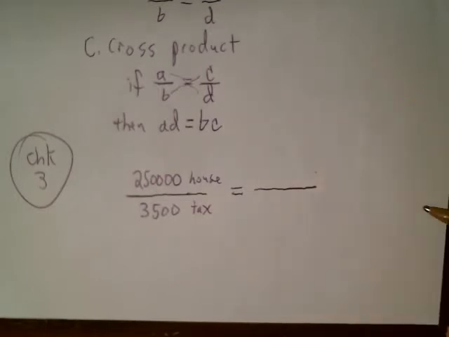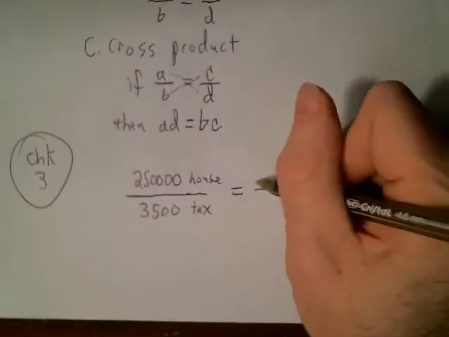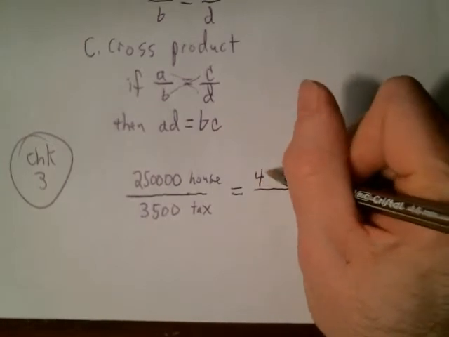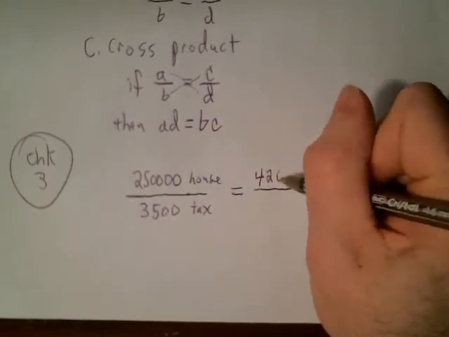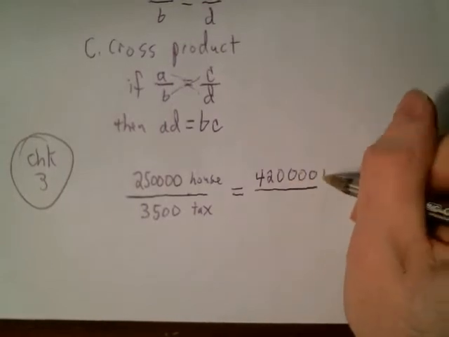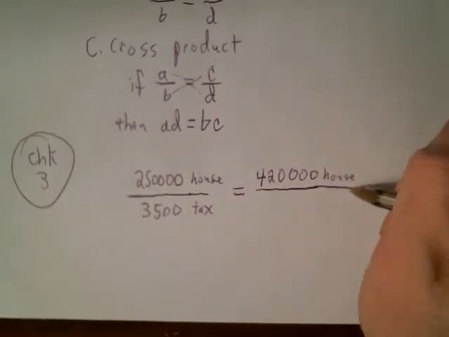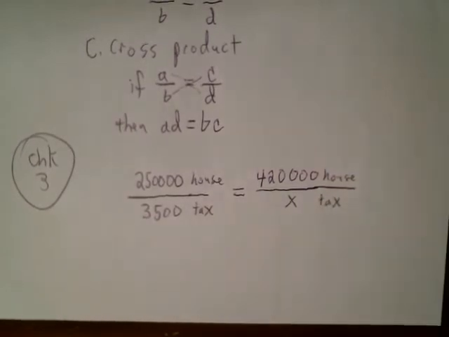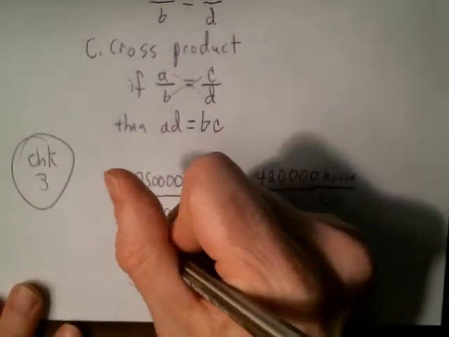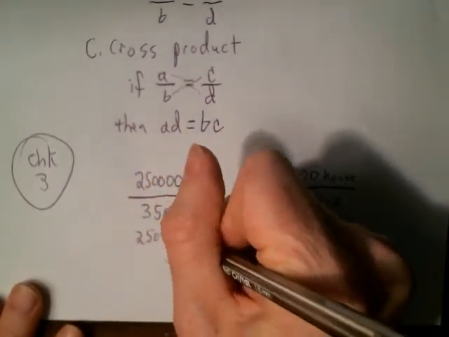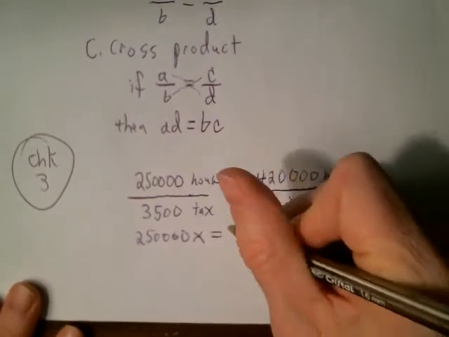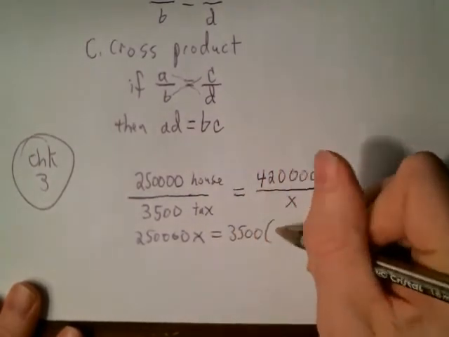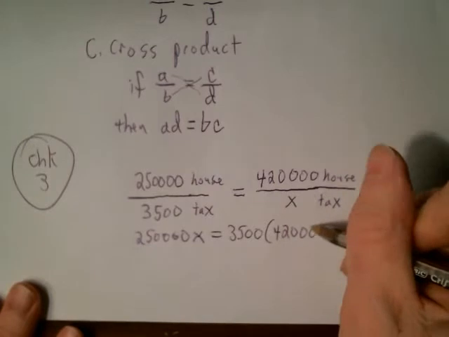Okay, so on the other side, the house has an assessed value of $420,000. And the question is asking for the tax. So we'll just put an X in for tax. Okay. And then to solve for the tax, all you have to do is cross multiply. Right? So we'll have $250,000 times X equals 3,500 times 420,000.